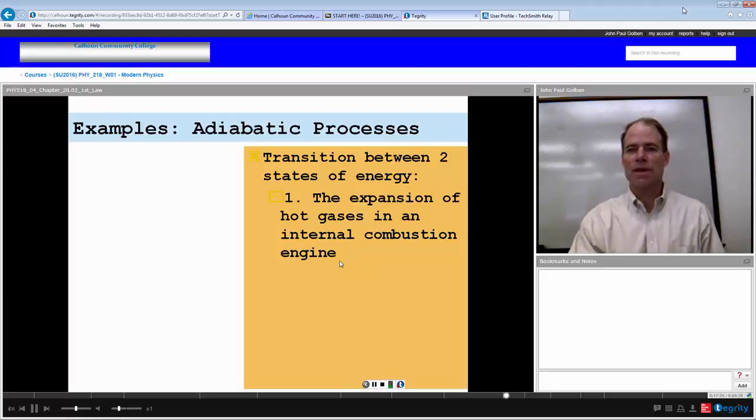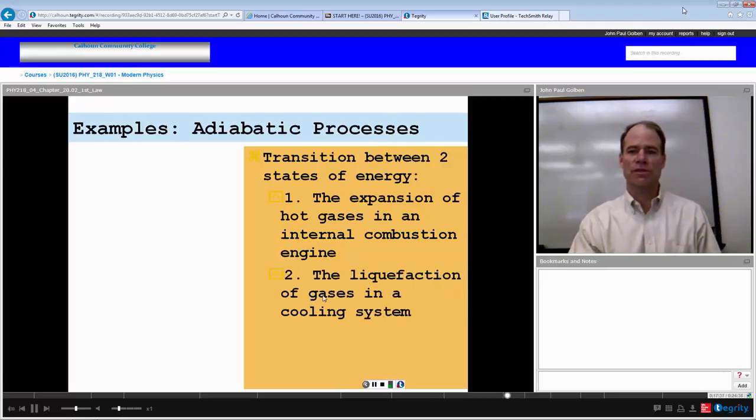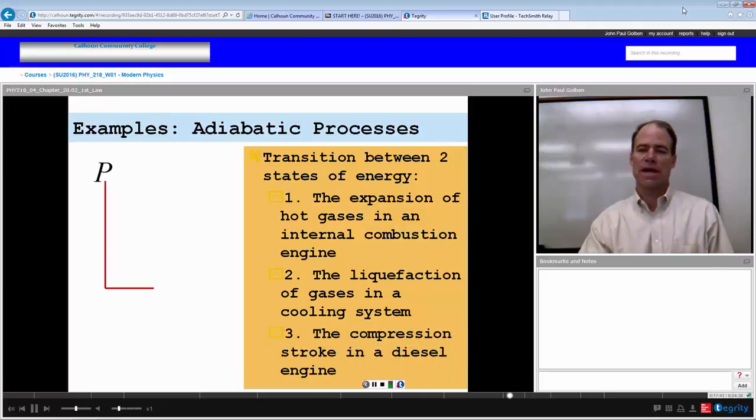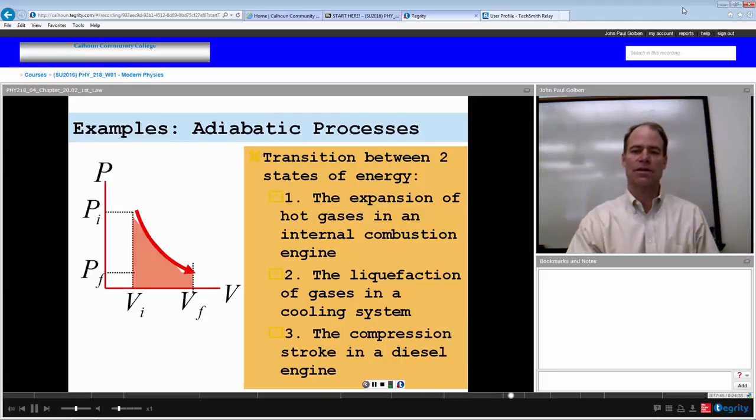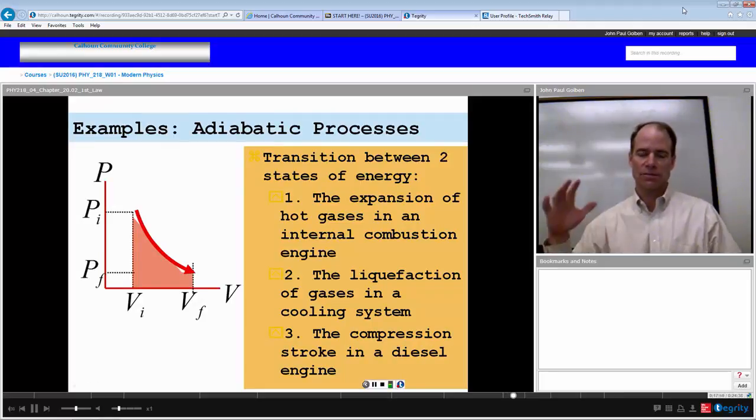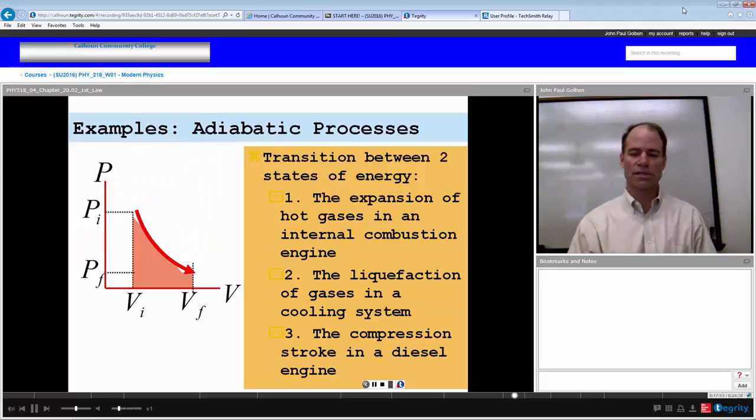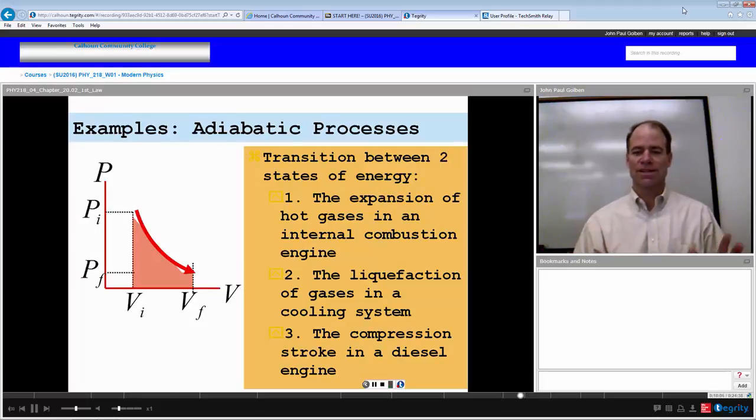So in this adiabatic process, we have a transition between two states of energy, and possibilities of examples: the expansion of hot gases in an internal combustion engine, the liquefaction of gases in a cooling system, possibly a refrigeration system, or the compression stroke in a diesel engine. The diesel engine doesn't have a spark plug, so it uses the compression stroke to change the temperature to such a point it'll cause combustion. So these are all examples of adiabatic processes.